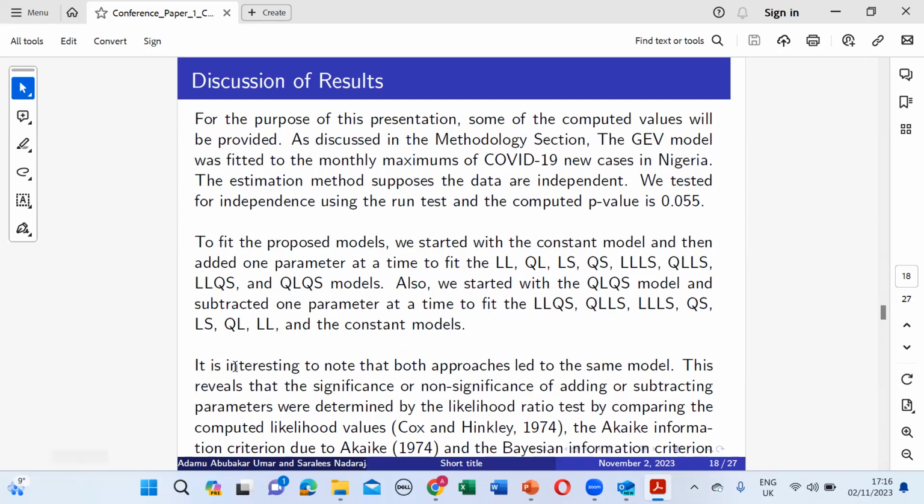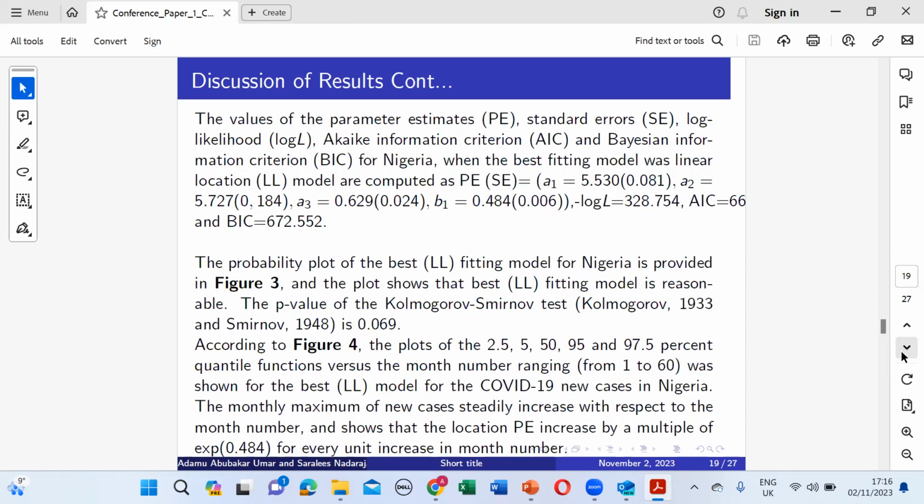When we fit all the models, it is interesting to note that both approaches led to the same model. Whether you add a parameter or subtract a parameter, you end up having the same model. This reveals that the significance or non-significance of adding or subtracting a parameter from the term was determined by the likelihood ratio test, by comparing the computed likelihood values, the Akaike information criterion, and the Bayesian information criterion. So the values of the estimates are given here. You can see the values of the parameter estimates.